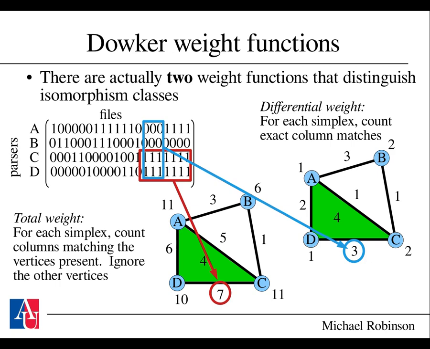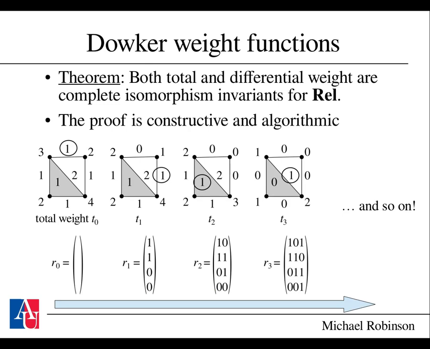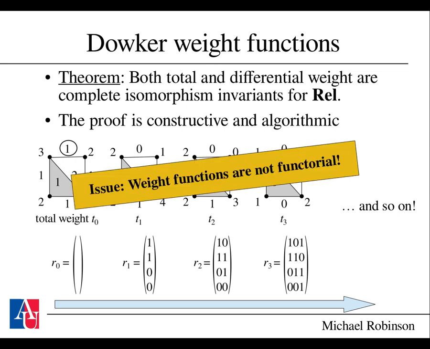What's kind of neat is both of these are isomorphism invariants, and they can be determined from each other by various kinds of summarizations. How does this work? Well, as I said, it's an algorithmic and constructive proof wherein you iteratively remove labels and transmute them into columns. The column ordering is not determined by this, but that's within the same isomorphism class in the category of relations. Great. But the problem is that these weight functions are not functorial. So even though they're isomorphism invariants, they don't transform nicely if I transform relations. I can fix that, as I mentioned.